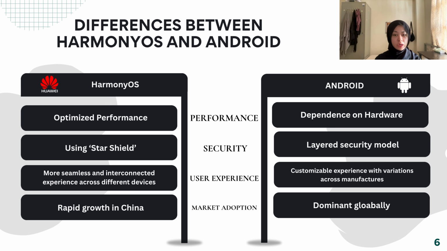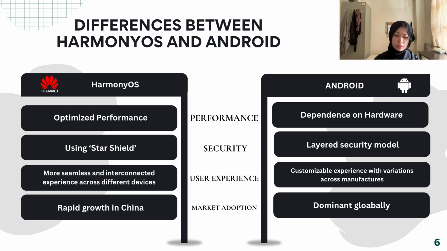For the security, HarmonyOS is using StarShield for security across devices. Android is using a layered security model. For the user experience, HarmonyOS is a more seamless and interconnected experience across different devices. For example, it can be connected and shared between devices, like phone with tablet or with a TV.